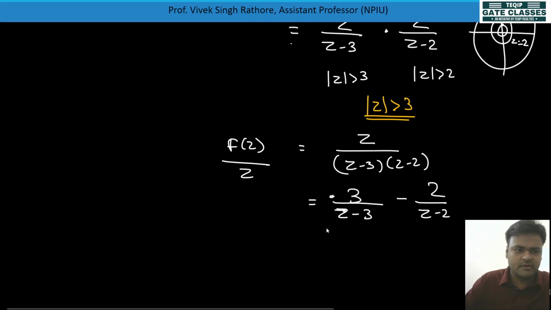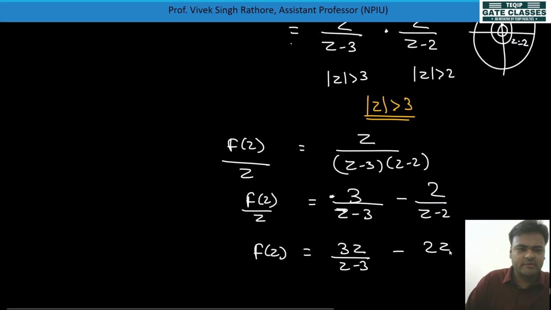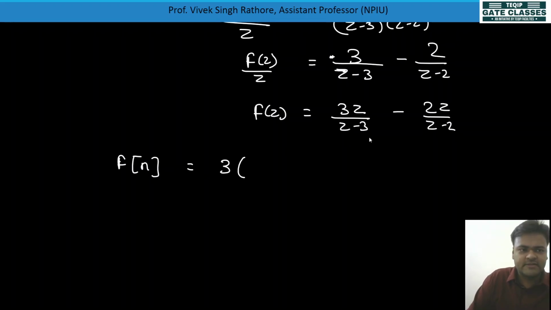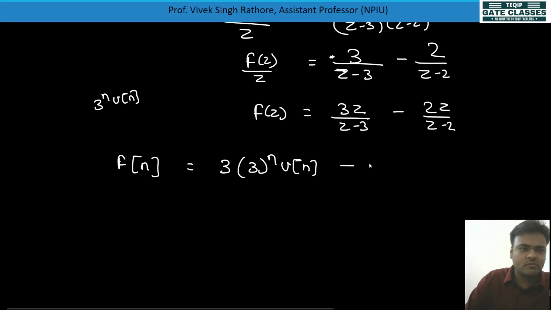You can do partial fractions, and you will get this value. Now keep the z value there, so we get F(z) equal to 3z by (z minus 3) minus 2z by (z minus 2). Ultimately, if you want f of n, you get z by (z minus 3), which is 3 to the power n u of n, and all are causal, so it is u of n only. Similarly, the second term gives 2 to the power n u of n.